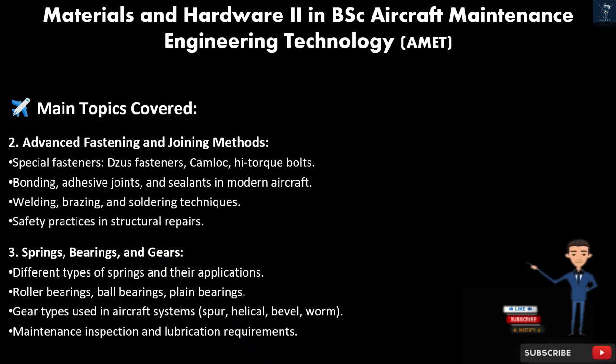3. Springs, bearings, and gears. Different types of springs and their applications. Roller bearings, ball bearings, plain bearings. Gear types used in aircraft systems: spur, helical, bevel, worm. Maintenance inspection and lubrication requirements.